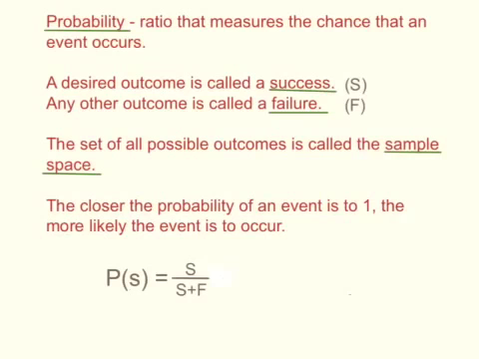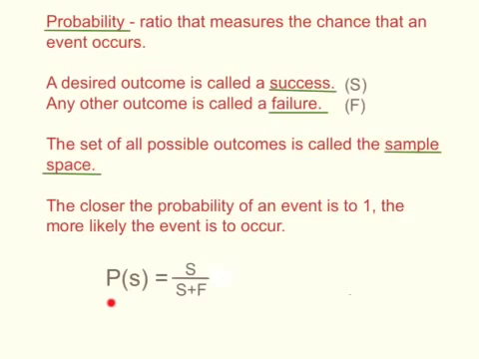And let's look a little closer. As we get closer to 1, the more likely an event is to occur. So the probability of rolling a 1, 2, 3, 4, or 5 on a dice is 5 out of 6, and that's a lot closer to 1 than the probability of just rolling a 1 on the dice, which is 1/6. So we're a lot more likely to roll a 1, 2, 3, 4, or 5 than we are to roll a 1.